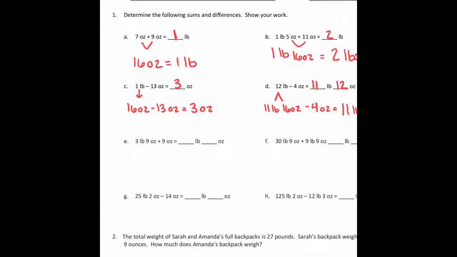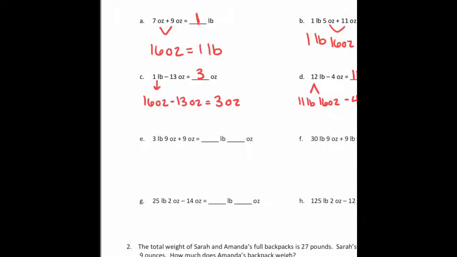All right, let's look at E. We have 3 pounds, 9 ounces plus 9 ounces. Well, when I combine the ounces, I'll get 18 ounces. That's more than a pound, so I'm going to break that up into 16 ounces and 2 ounces, and those 16 ounces give us a whole other pound. So I'll have 4 pounds total and 2 ounces left over.